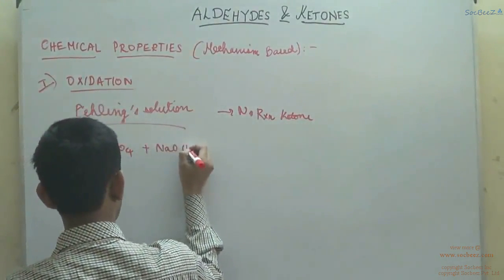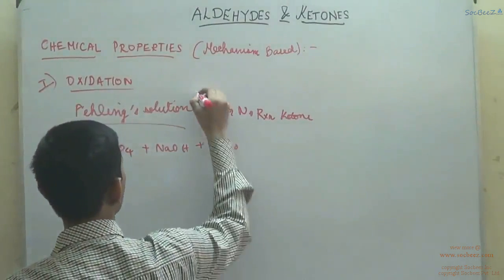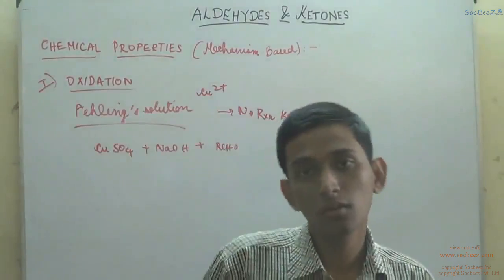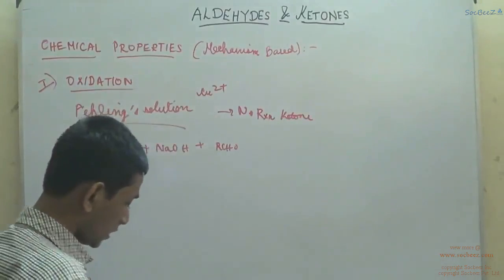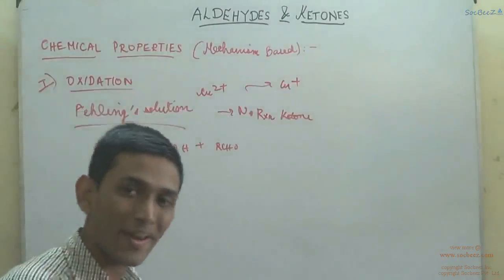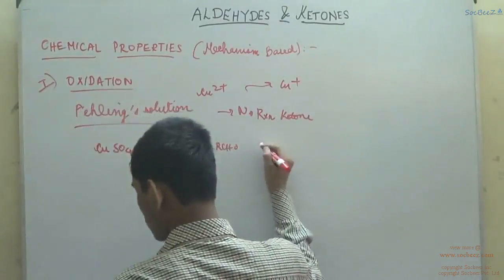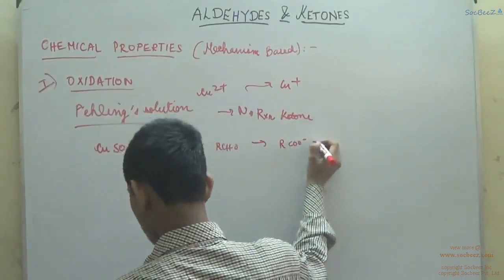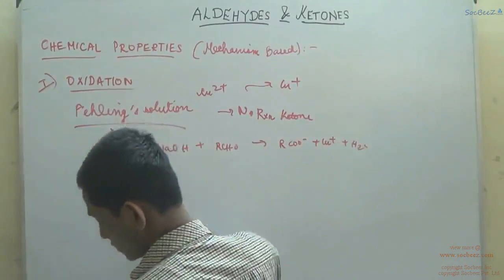CuSO4, in the presence of NaOH, and RCHO. Remember, the reactive species is Cu2+. The cupric ion, which is deep blue in color, forms the Cu+ salt, which is white or colorless. Therefore, this test is given by aldehydes. So again you will get RCOO- plus Cu+ plus water. This is Cu2+.